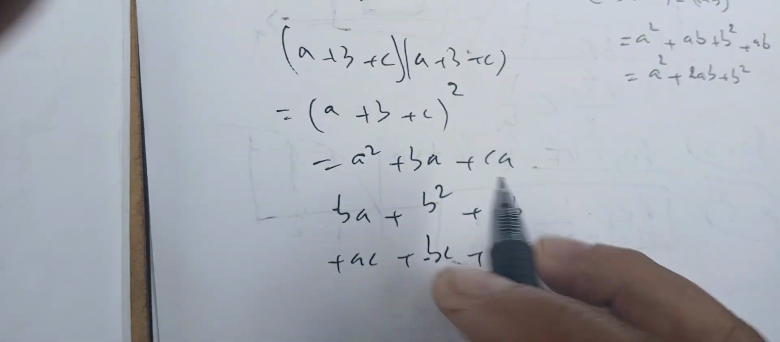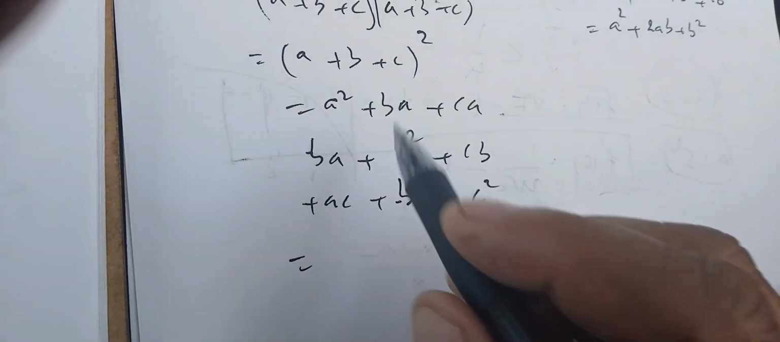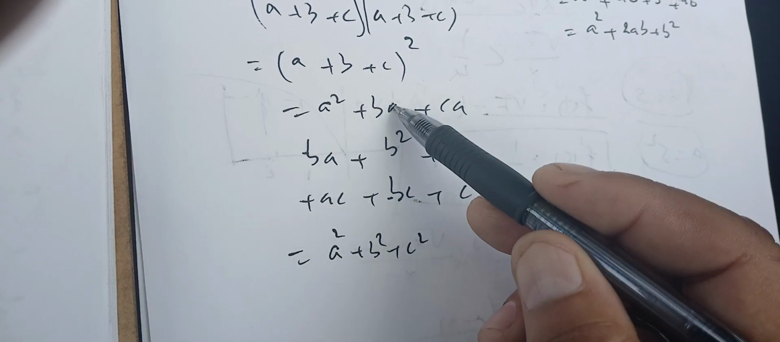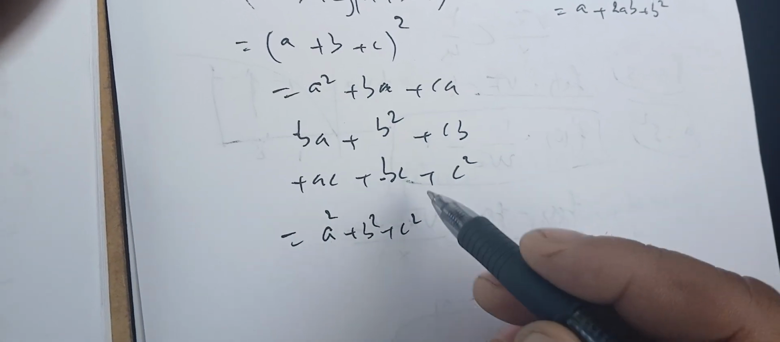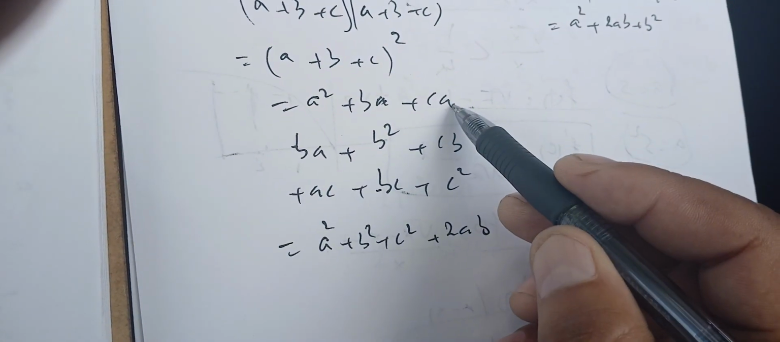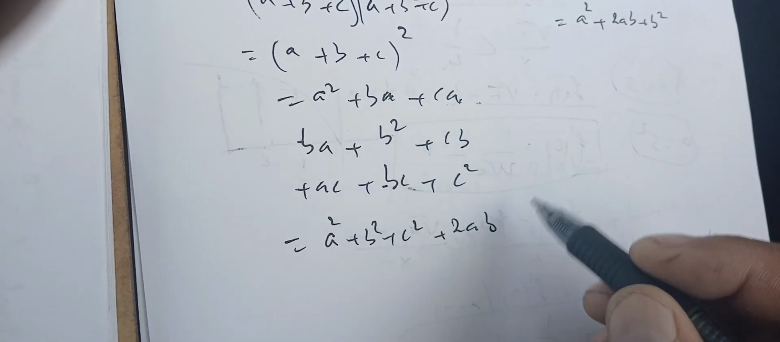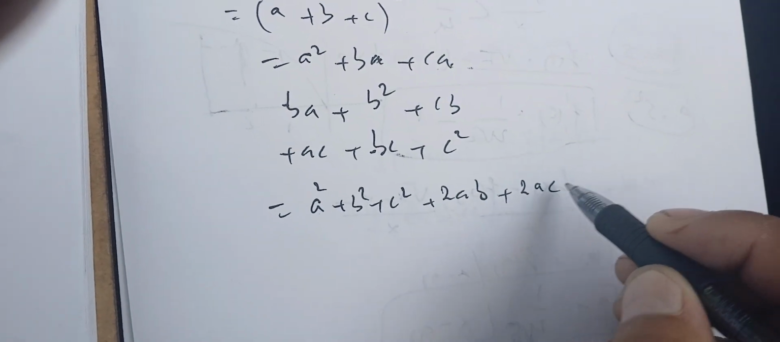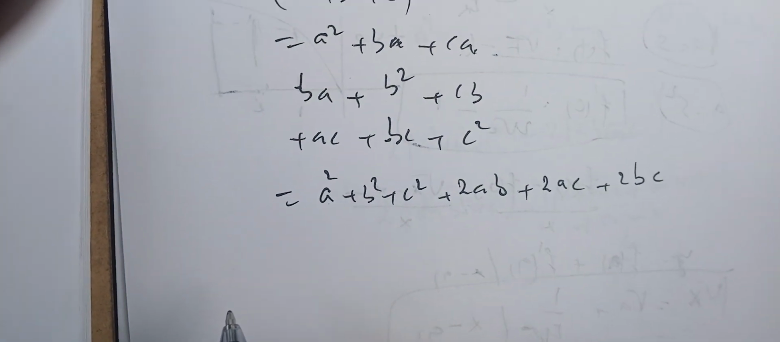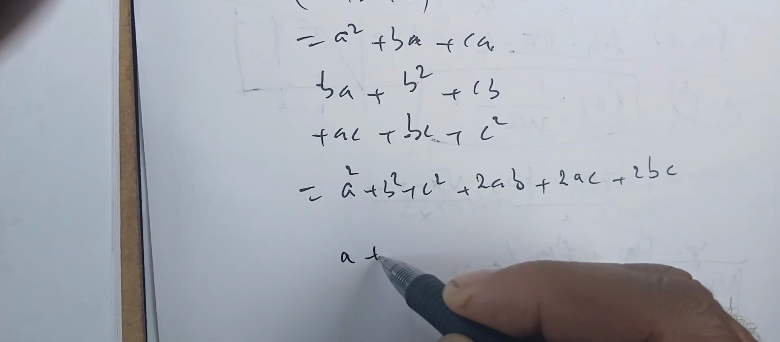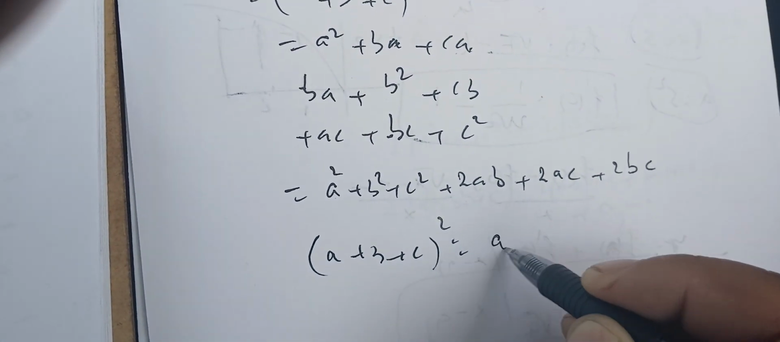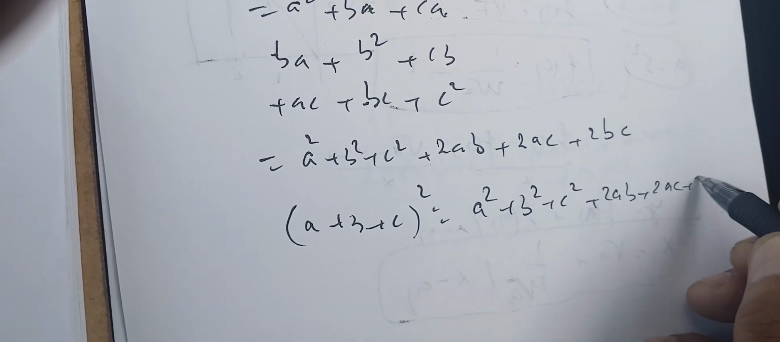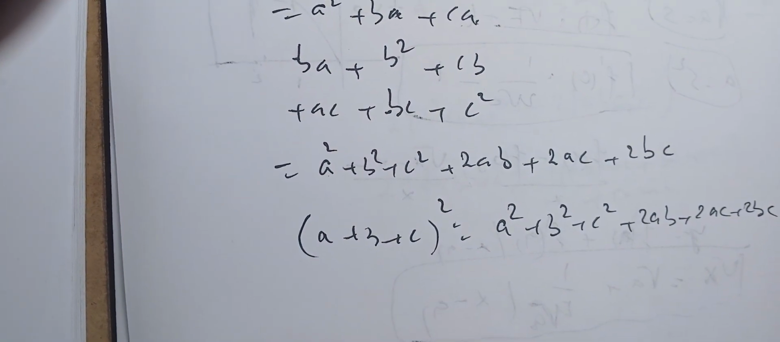If we write this the usual way, we have the squares first: a squared plus b squared plus c squared. We have ba, or ab, which is the same, twice, so plus 2ab. We have ac, or ca, twice, and we have bc, or cb, twice, so here we have 2bc. That's what we know: (a plus b plus c) squared is a squared plus b squared plus c squared plus 2ab plus 2ac plus 2bc.